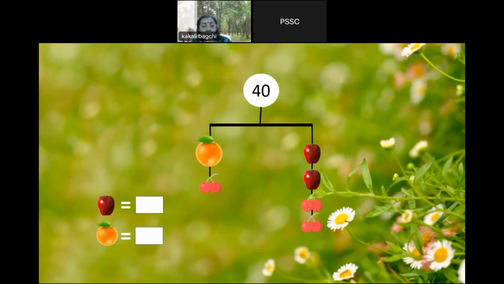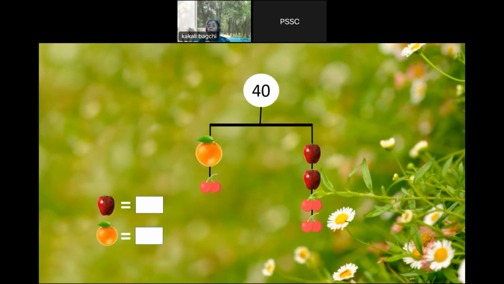Now this, forget about the previous one. No relation with this. 40 is the total price. One orange and one bundle of cherry is equal to half of 40, or two apples and two cherries, half of 40. Can you find out the value of each fruit? Possible? Orange plus cherry is equal to 20. Two apples plus two cherries is equal to 20. Is it possible for you to find out? Can you find out the value of each fruit separately?